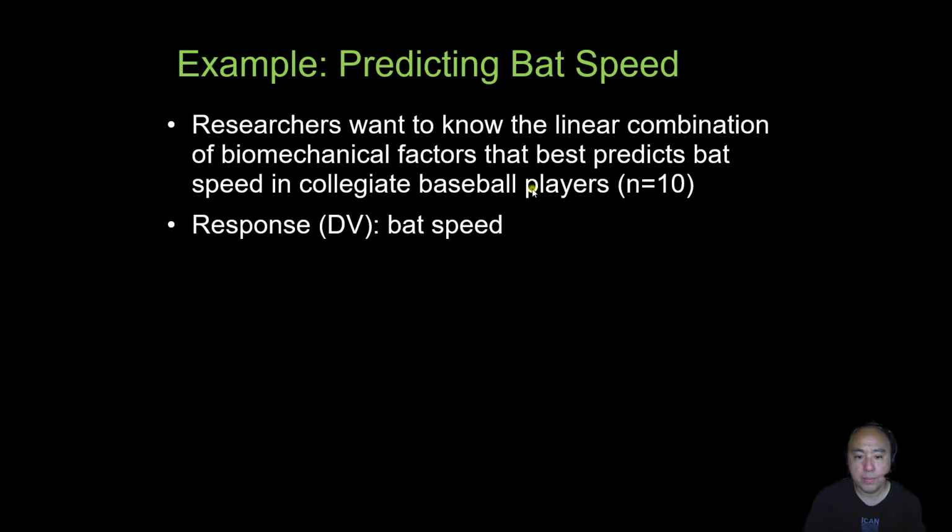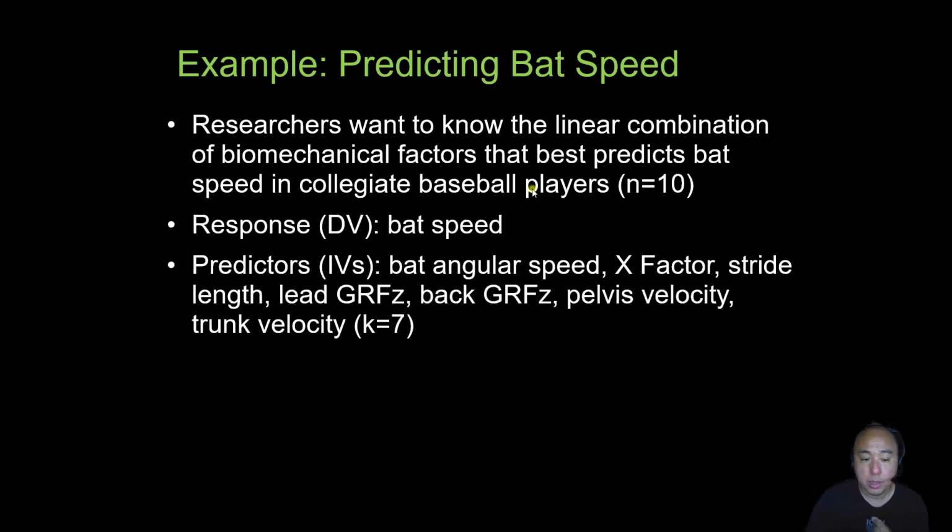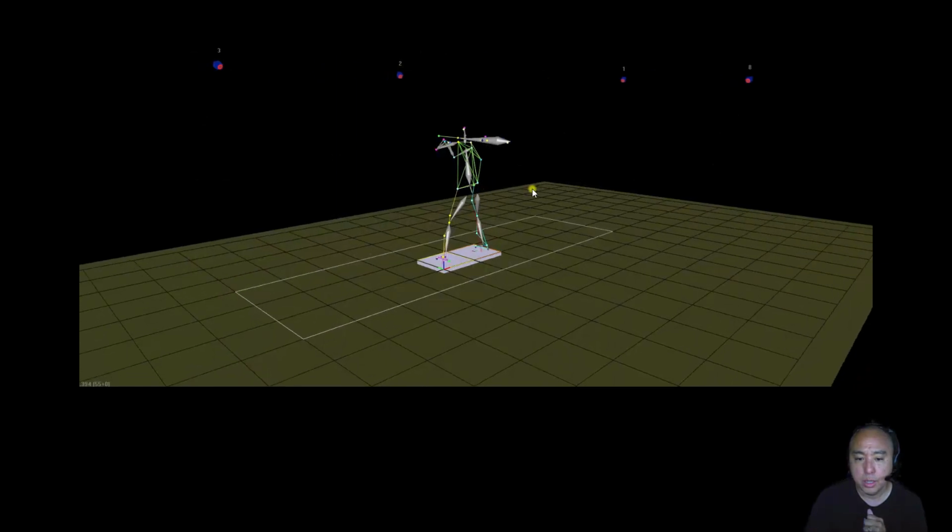So the response or dependent variable is the bat speed. The predictors that were considered in this regression were bat angular speed, X factor, which is hip-shoulder separation, stride length, vertical ground reaction force for the lead and backside legs, pelvic velocity, and trunk velocity. So that's a total of 7 predictors that are considered for this multiple regression.